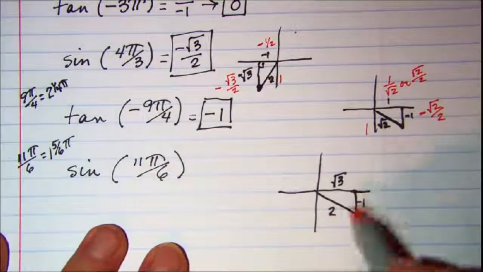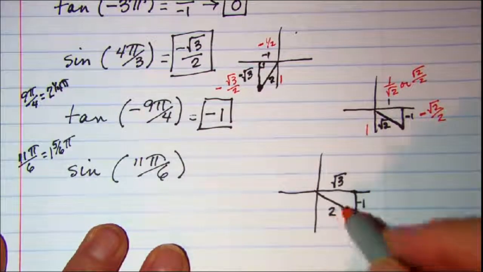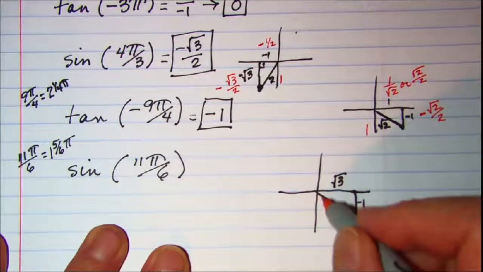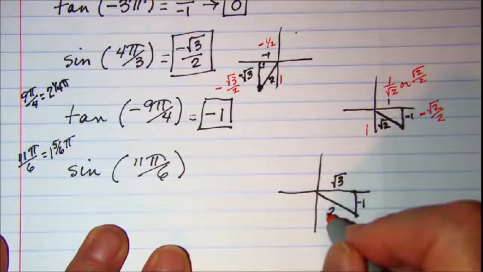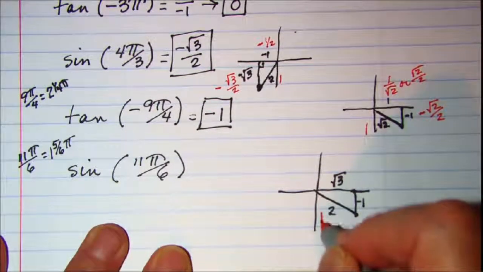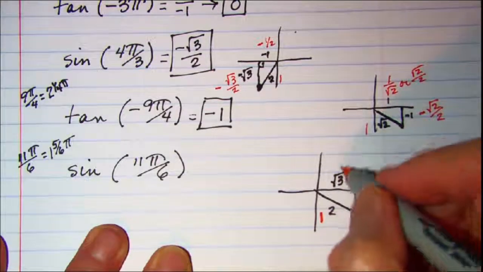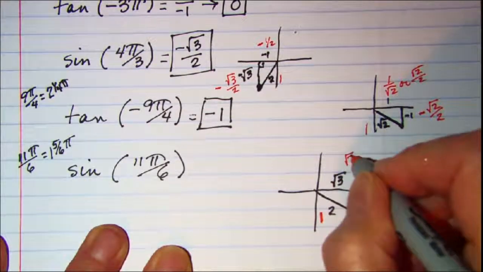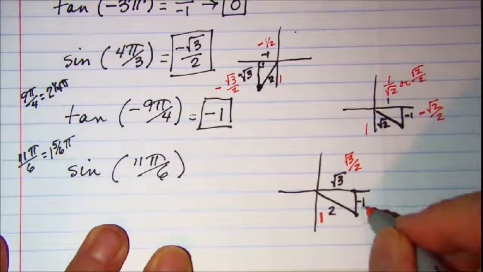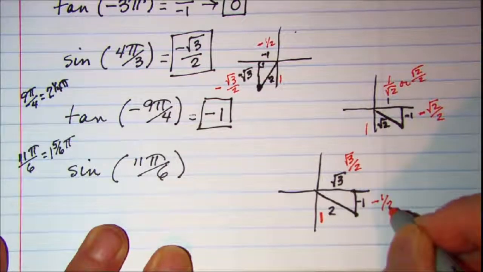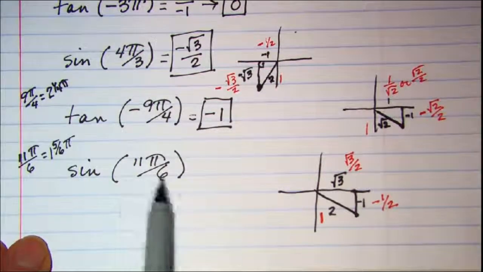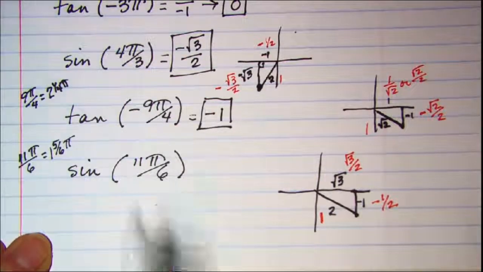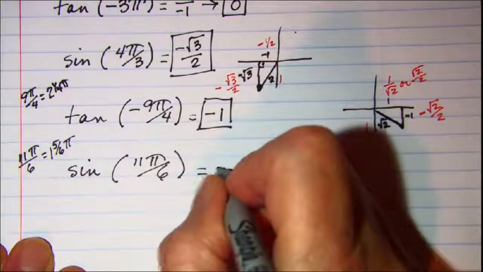And again, if we wish to think of this on the unit circle, the radius of the unit circle is 1, so I would use a 1 here on the r value, and then this would be a root 3 over 2, and this would be a negative 1/2. So my sine is the y value, which is equal to a negative 1/2.